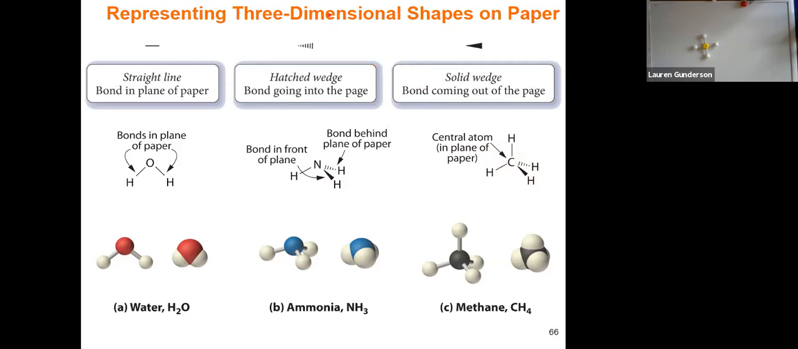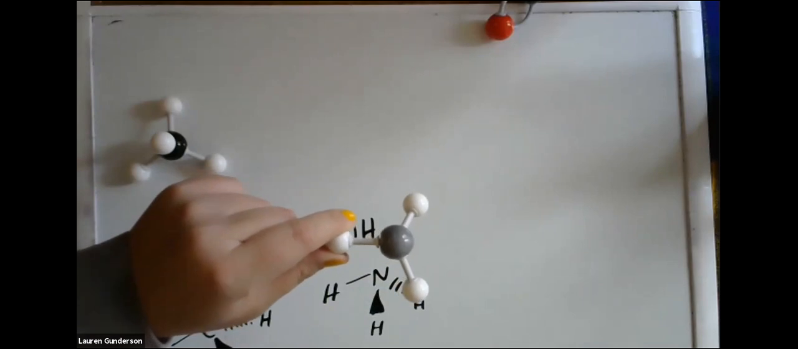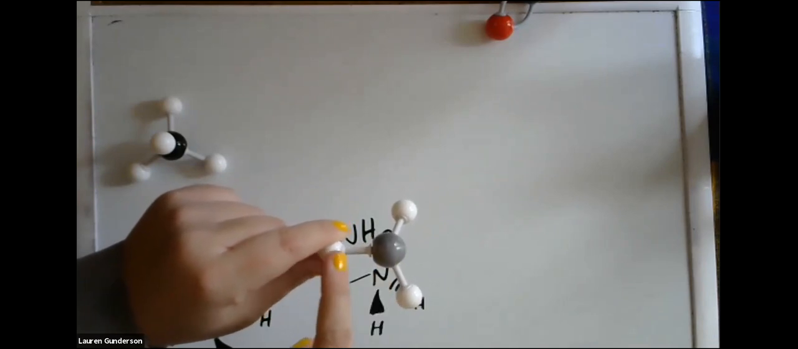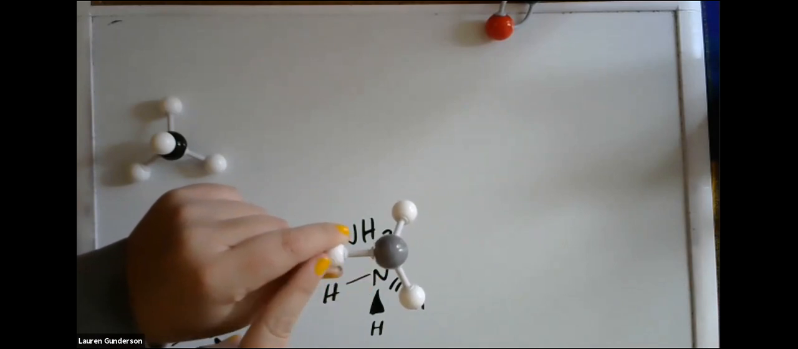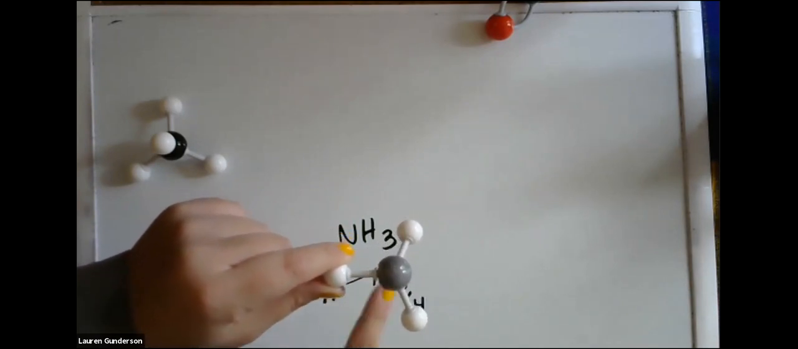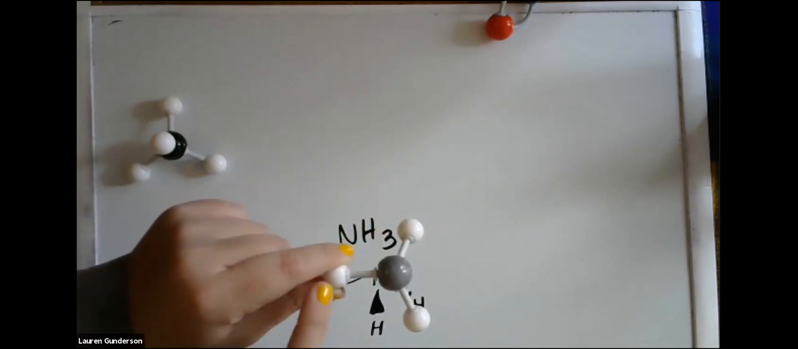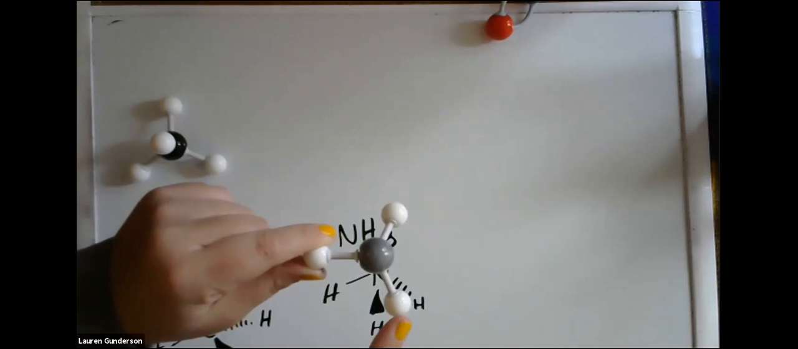So let me just bring those molecules up real quick. Okay, so imagine that this here is your straight line, okay? This is your in-plane bond, in the same plane as a piece of paper. Now, your hatched wedge represents this atom back here that's behind your in-plane bond. The solid wedge represents the bond that's out in front of your in-plane bond.